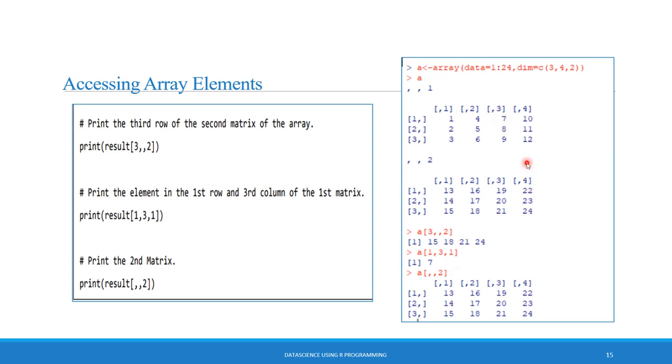In case I want to return a particular matrix, the entire matrix, either matrix 1 or matrix 2, this can be done using A of comma comma 2. This implies you want to return all the rows and all the columns of matrix 2. Similarly, you can access all the elements of arrays.